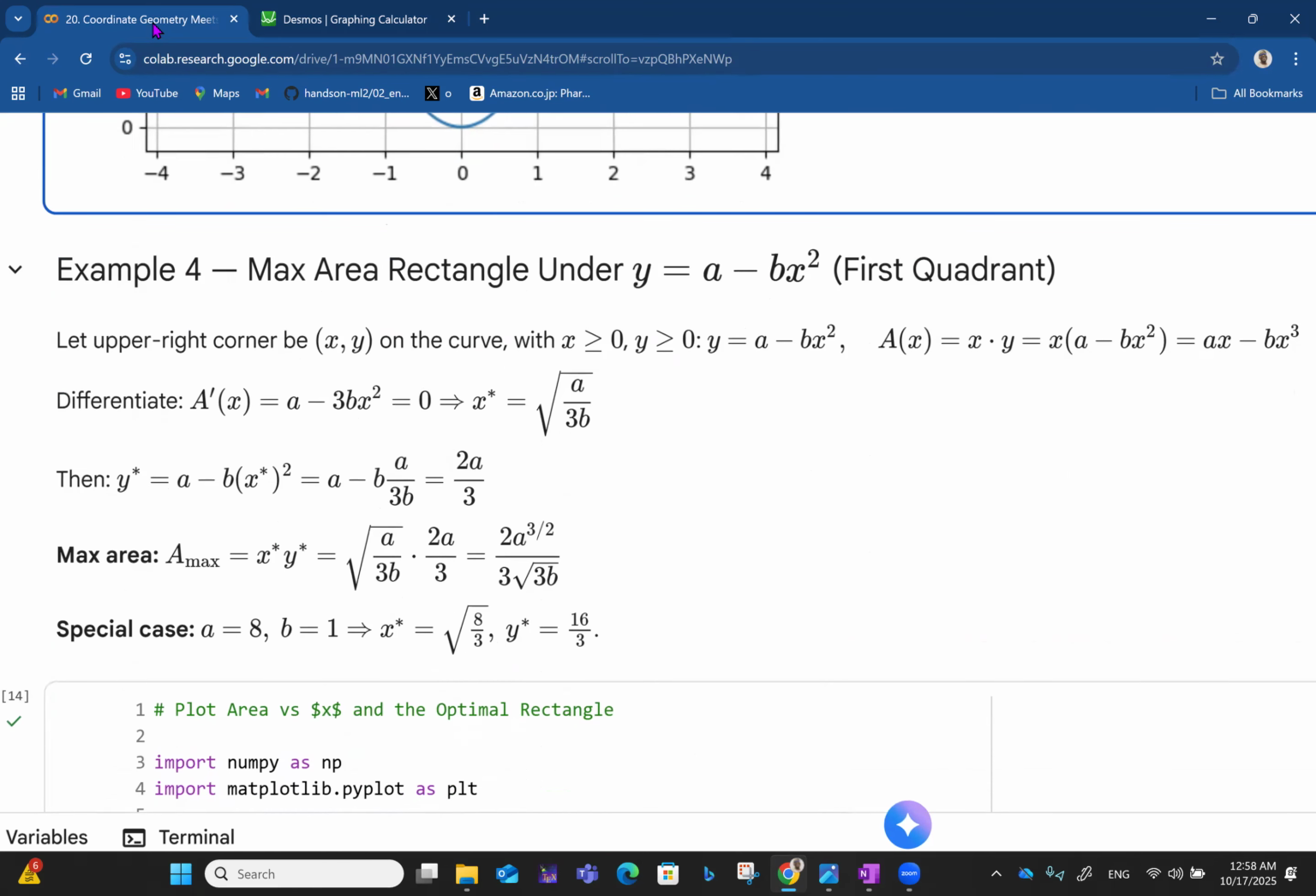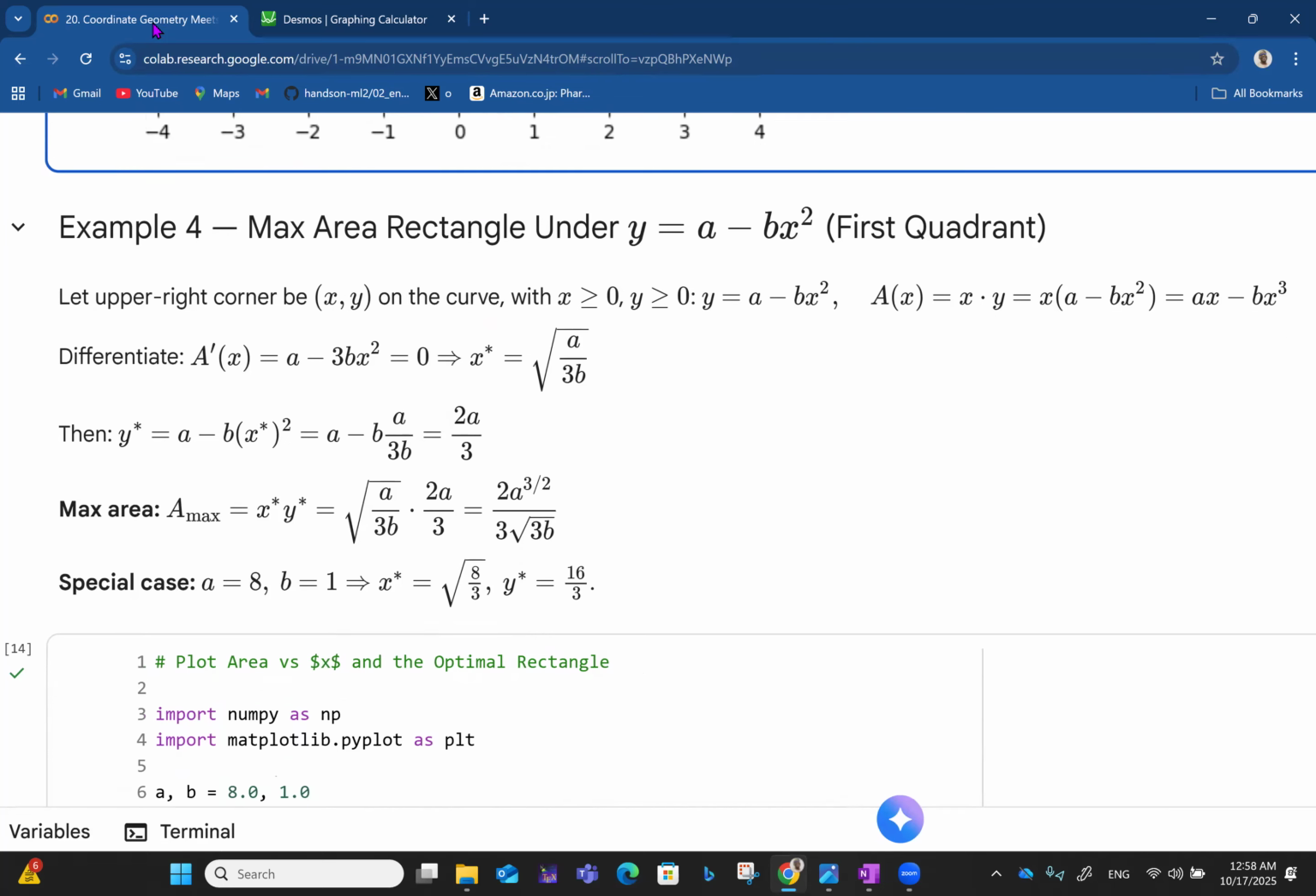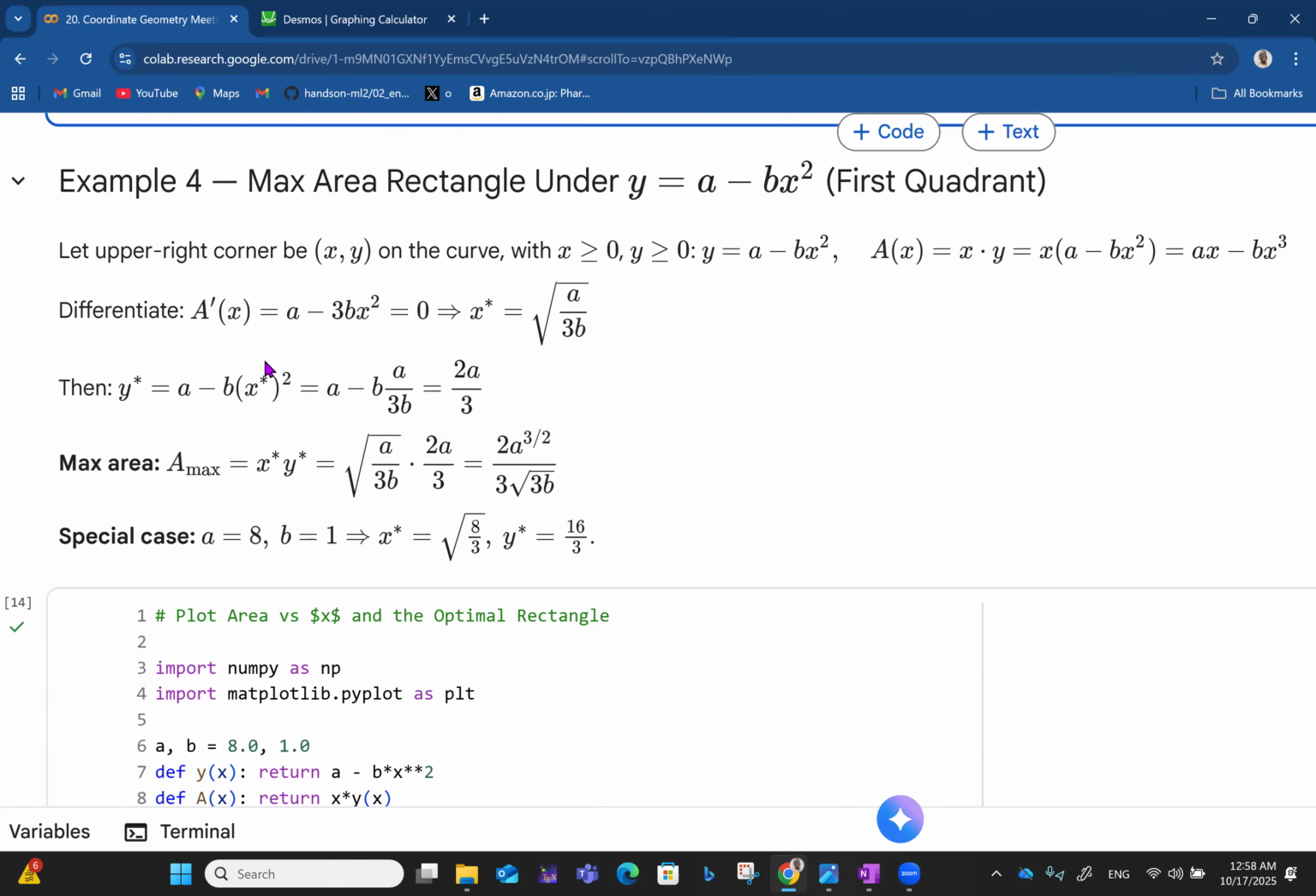So now we need to find, imagine we want to find the maximum area rectangle under y equals a minus bx squared. That's in the first quadrant. So let the upper right corner be (x, y) on the curve, with x greater than or equal to 0 and y greater than or equal to 0, and y is a minus bx squared.